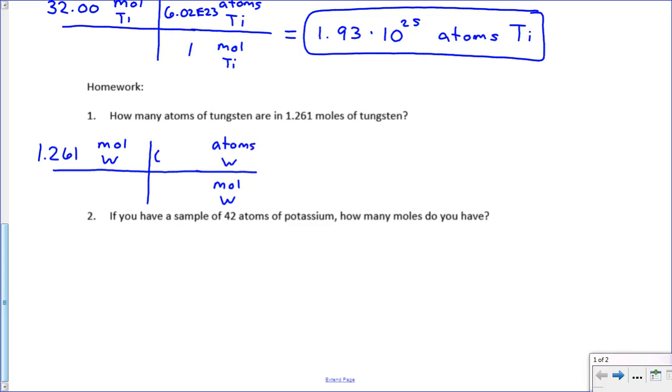So then we know that there are 6.02 times 10 to the 23rd atoms of W in 1 mole. Take 1.261, which has 4 sig figs, and multiply it by 6.02, which has 3 sig figs, and we should get an answer with 3 sig figs. When you calculate that, you should hopefully get 7.59 times 10 to the 23rd. And then the units are atoms of W.